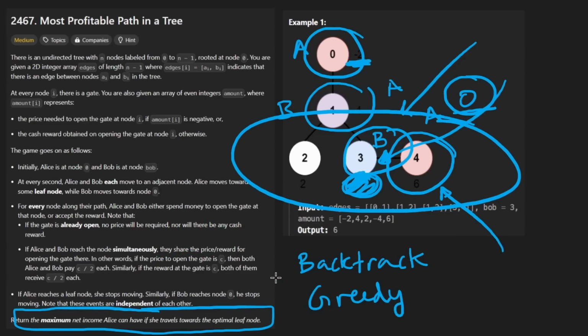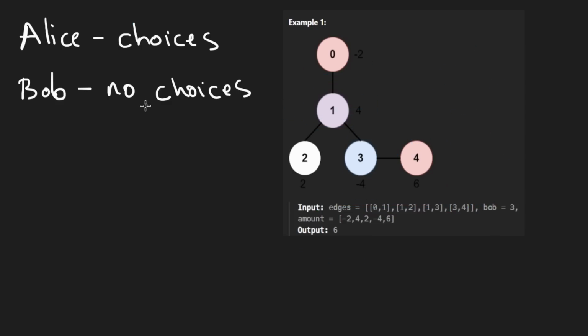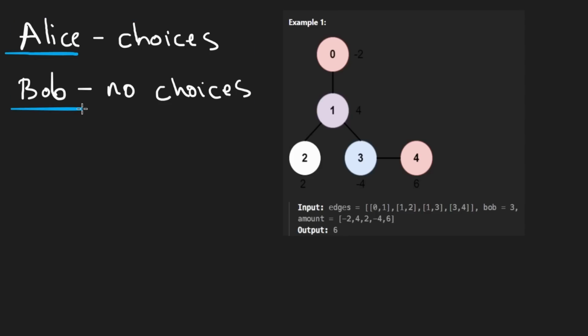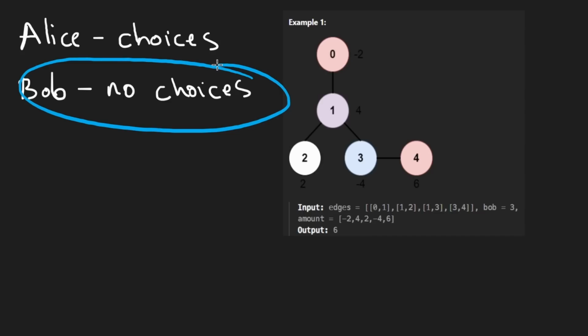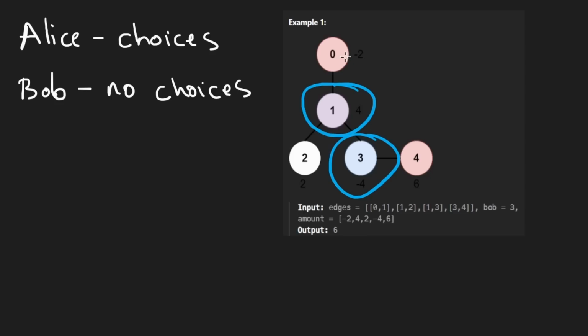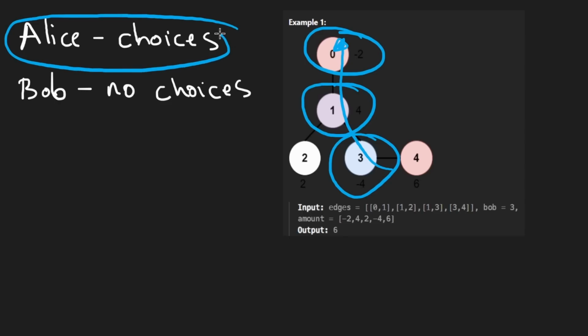So now let's start to make some observations about this problem. Believe it or not, the most important observations I actually already made for you. These are the observations: Alice has choices, but Bob does not have choices. So the fact that Bob does not have choices, maybe we can just run the simulation from Bob's perspective. We already know somehow we can figure out the exact nodes that Bob is going to visit. And after we've computed that, can we then run the simulation from Alice's perspective to try to maximize the amount that she can collect? And the answer is yes.